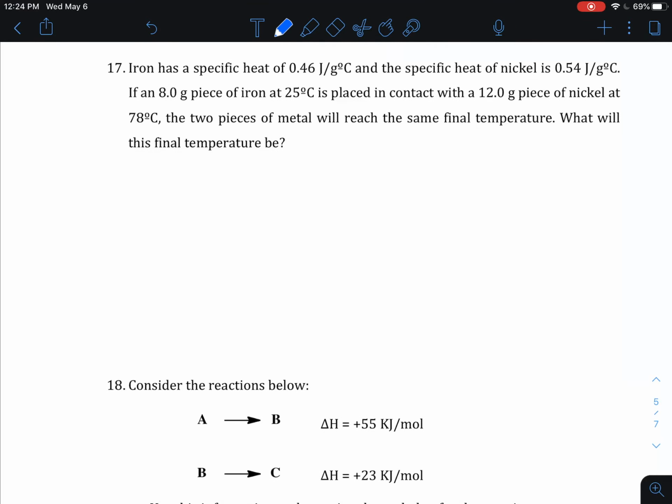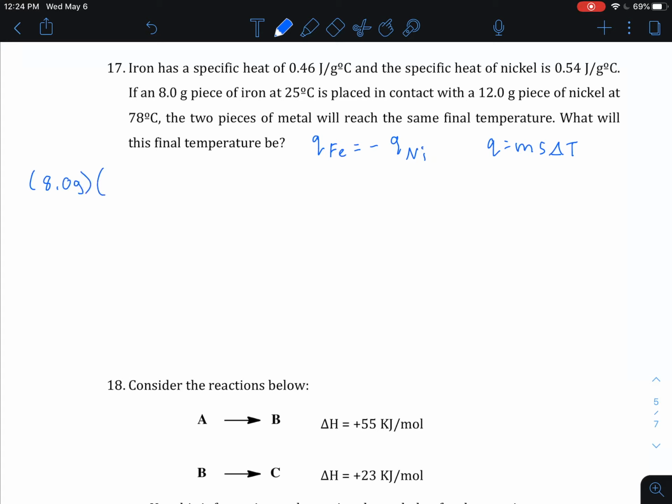All right, let's see. 17, this is one of those where we have our two metals in contact and they're going to meet at the same final temperature. So let's see, iron is at 25 Celsius and nickel is at 78. So let me write the heat that flows into the iron equals the heat that flows out of the nickel. And we'll just write a Q equals ms delta T for each of them. Remember, we're going to keep that variable T final in each case.